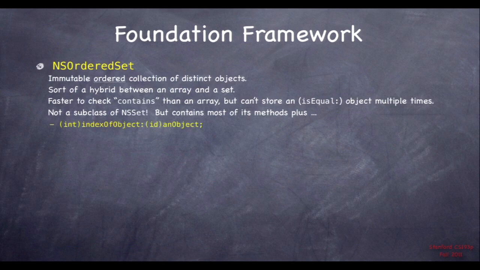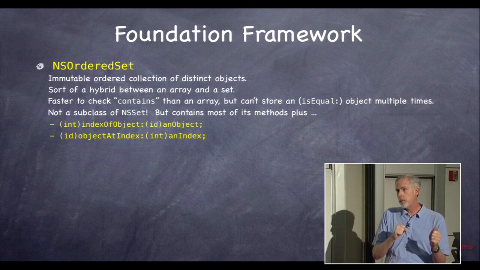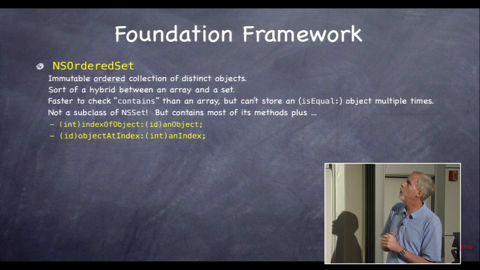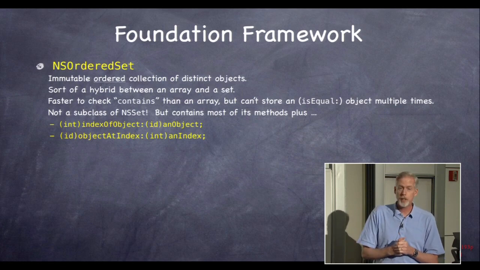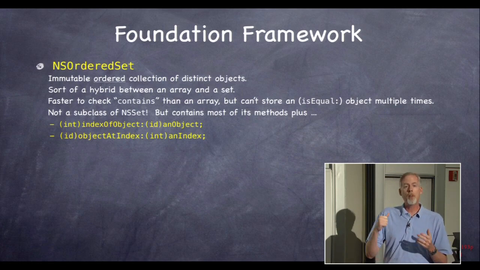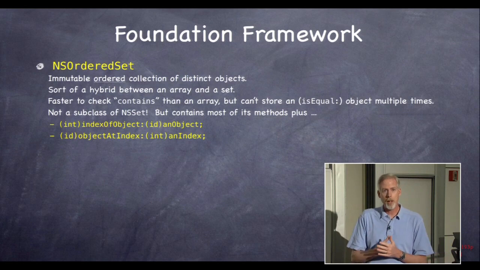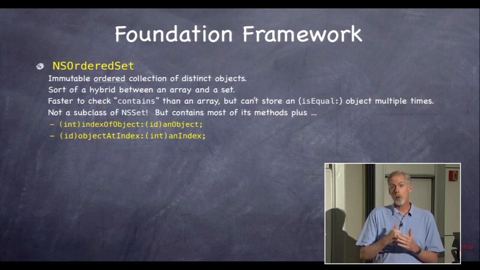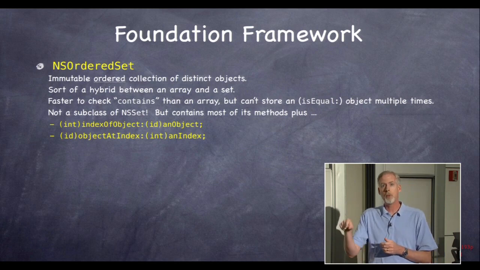And then there's NSOrderedSet. NSOrderedSet is not a subclass of NSSet, but it's kind of a hybrid between an NSArray and an NSSet. And so it does let you do indexOfObject and objectAtIndex. However, again, you cannot put the same object twice in. That's the difference. So containsObject, doing membership checking, is quite efficient with an NSOrderedSet compared to an array.